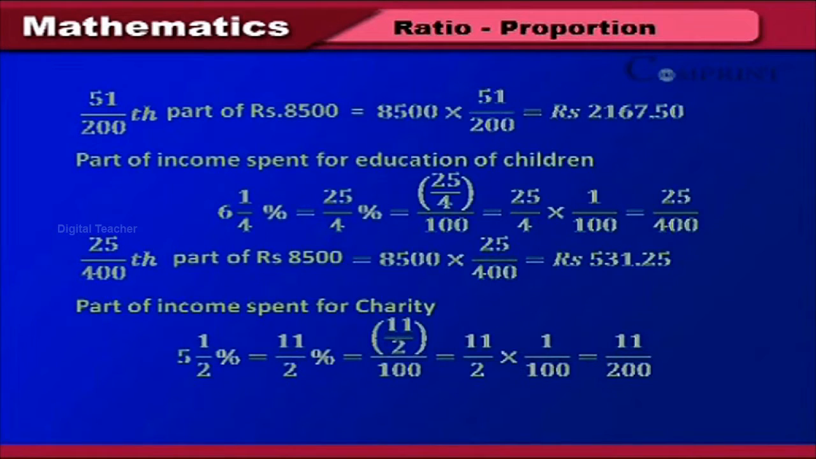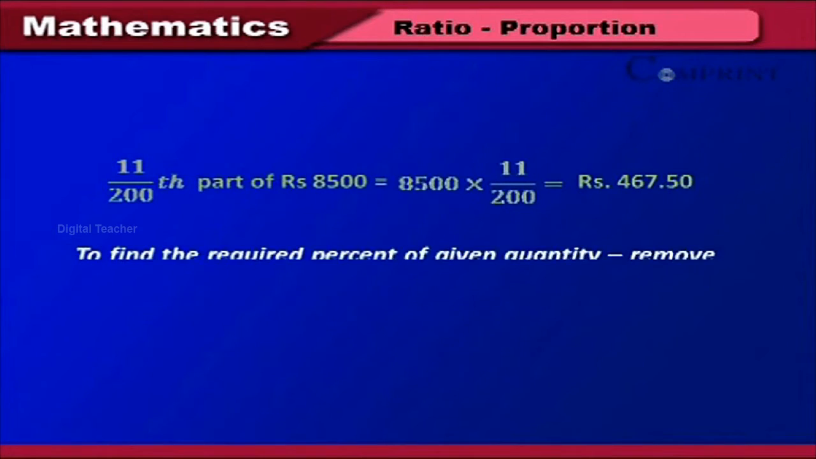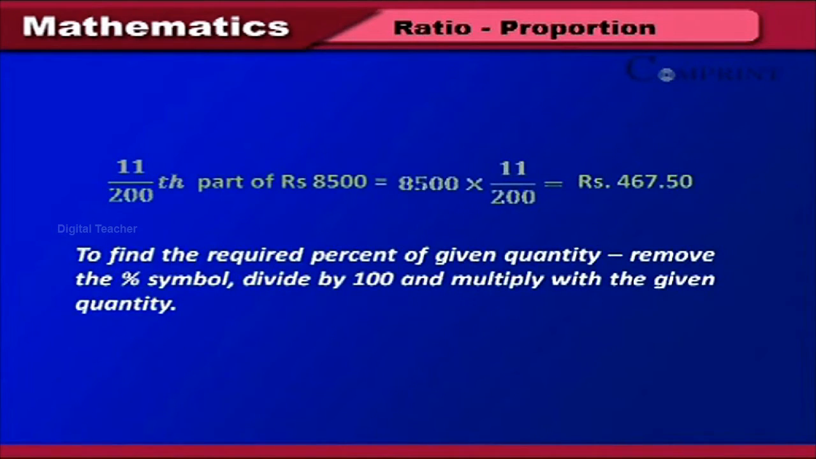531.25. Part of income spent for charity 5 1/2% is 11/2%, which is 11/2 by 100, which is 11/2 into 1 by 100, which is 11/200. 11/200th part of rupees 8,500 is 8,500 into 11/200, which is rupees 467.50. To find the required percent of a given quantity, remove the percent symbol, divide by 100 and multiply with the given quantity.